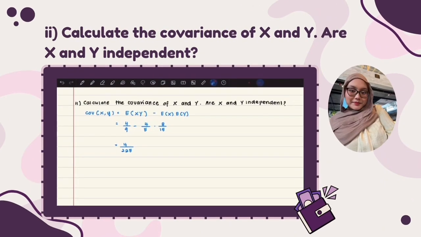For the last question, it reads, calculate the covariance of X and Y. Are X and Y independent? The formula of covariance is E(XY) minus E(X) times E(Y). Since we've already gotten all of those, we can just substitute it, and it shall give you the answer of 4 over 225. Since we've already gotten the covariance, we're going to check independence using it. Since our covariance is not equal to 0, then X and Y are not independent.